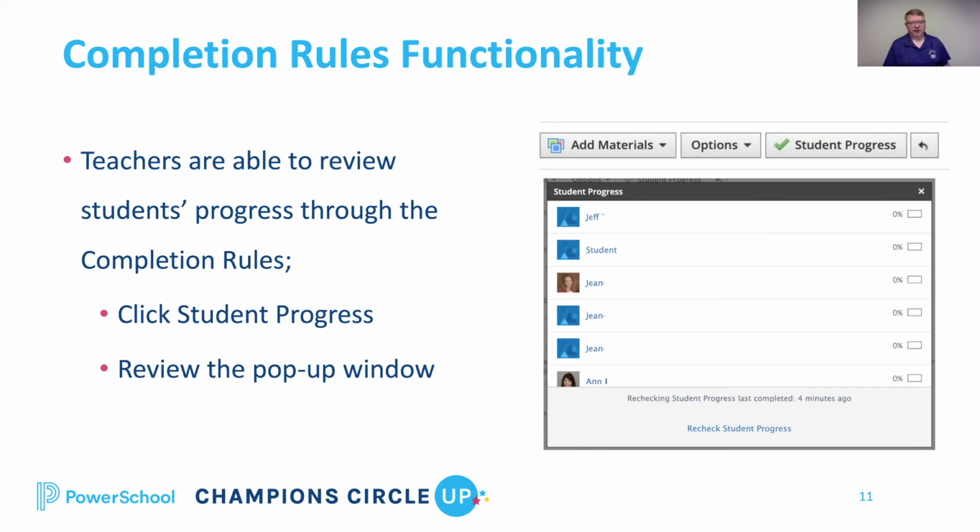By clicking student progress within the folder or within the course where you've set the completion rules, a pop-up window comes up and you can see individual student names. And I've got teachers loaded into this classroom as my example. And it shows the percentage over here on the right-hand side. So as they move through that, you can see the percentage in which they've completed all of the tasks within the completion rules set. You can refresh it by hitting the recheck. It'll tell you how long ago it checked. So if a student says, well, I just finished this, you can recheck it and it'll show you their completion in that. Pretty cool tool.